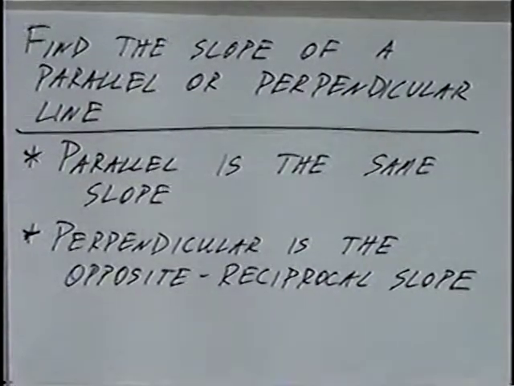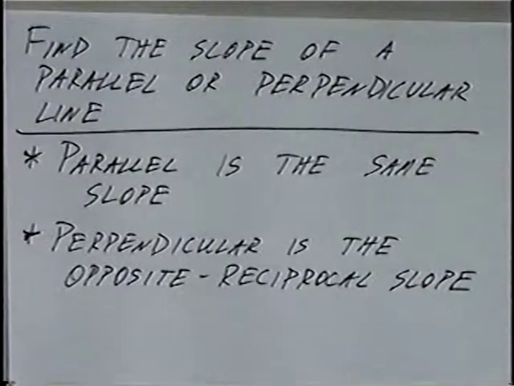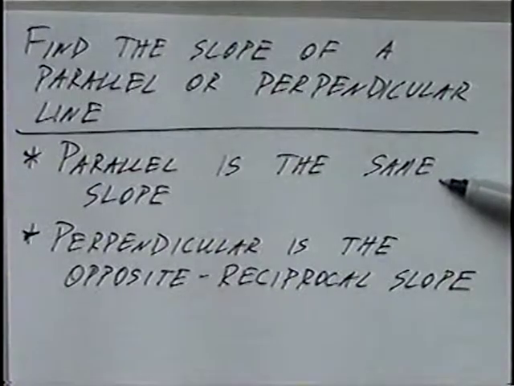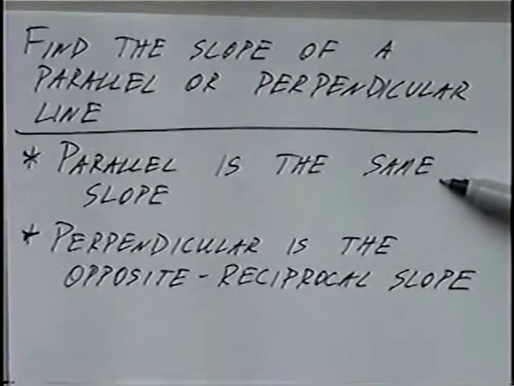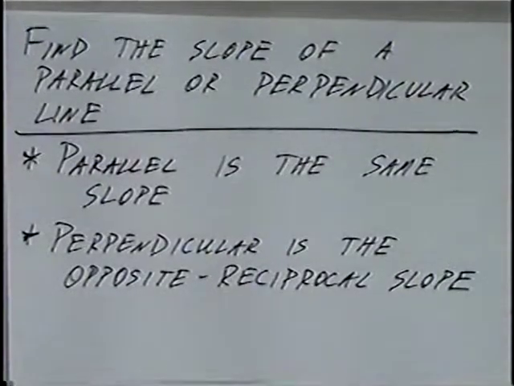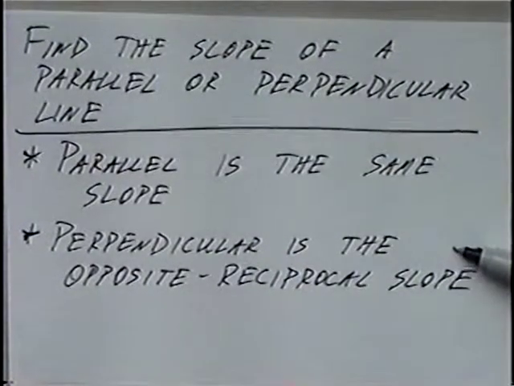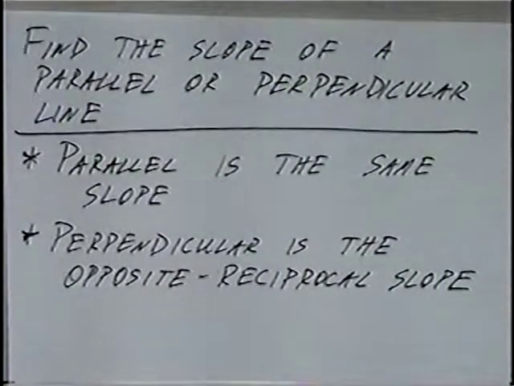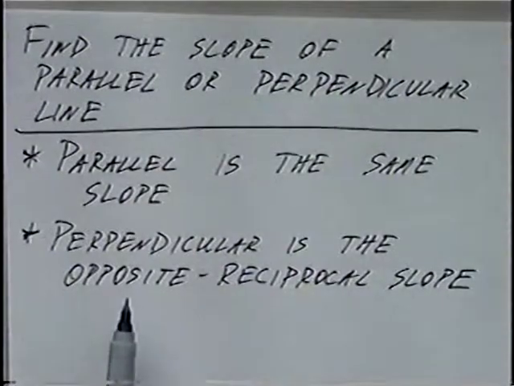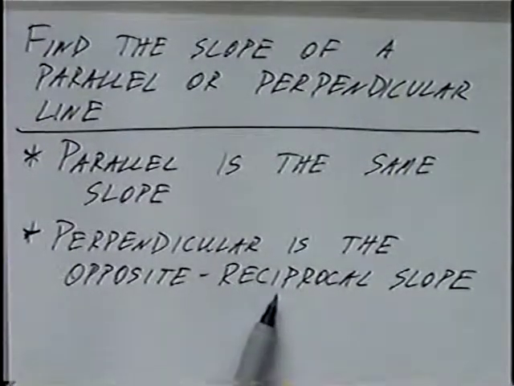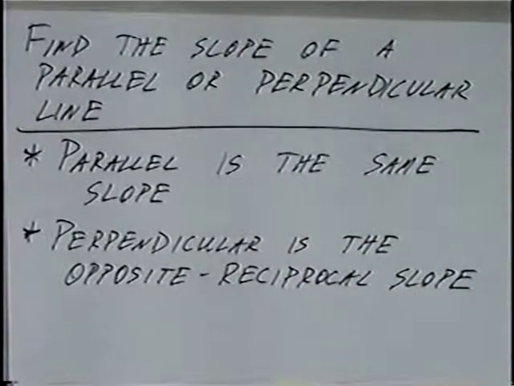Find the slope of a parallel or perpendicular line. Two definitions. The first definition for parallel. Parallel is the same slope. So if we have two lines that are parallel, both lines have the same slope. Second definition for perpendicular. Perpendicular is the opposite reciprocal slope. So if we have two perpendicular lines, the slopes are opposite reciprocal. Opposite means one's positive and one's negative, and reciprocal means it's the same fraction but flipped upside down.